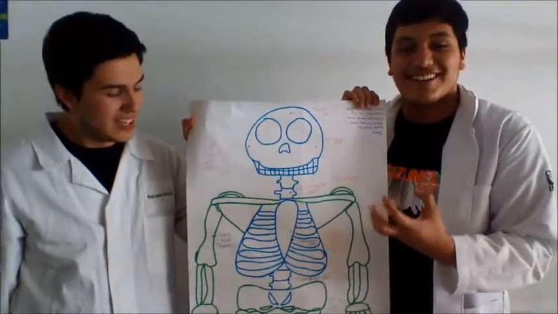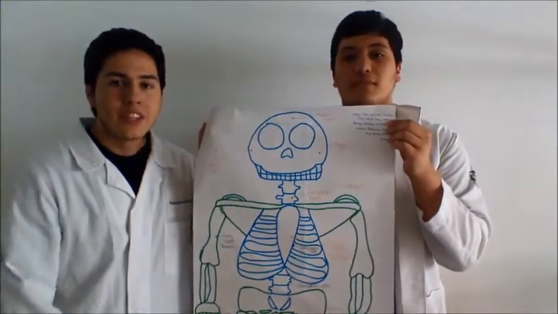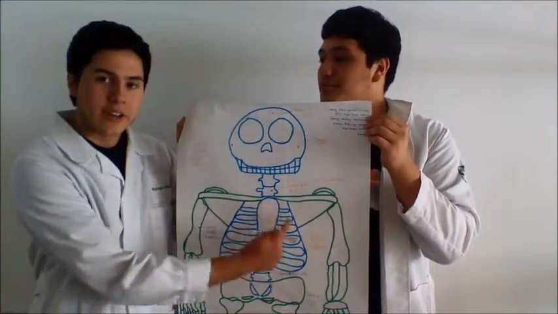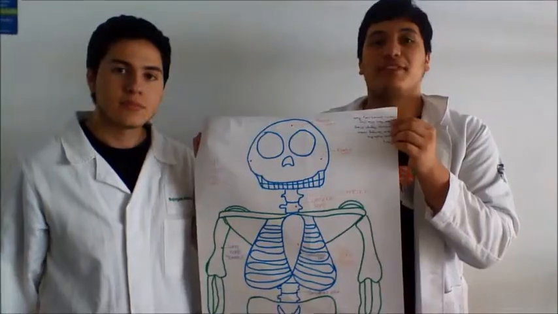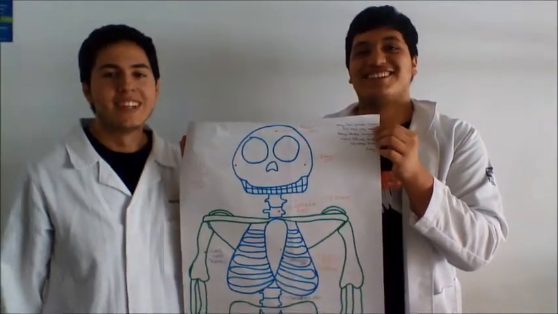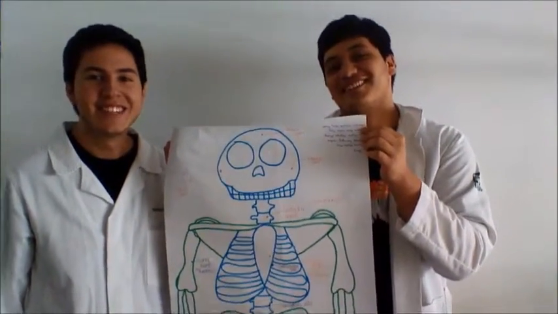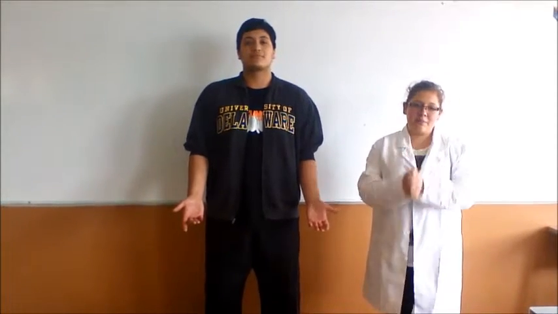The heart is superior to the liver. The stomach is inferior to the lungs. And that's some of these directional terms. Now we're going to talk about the body planes.